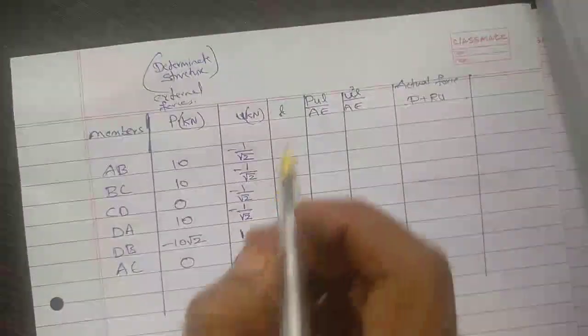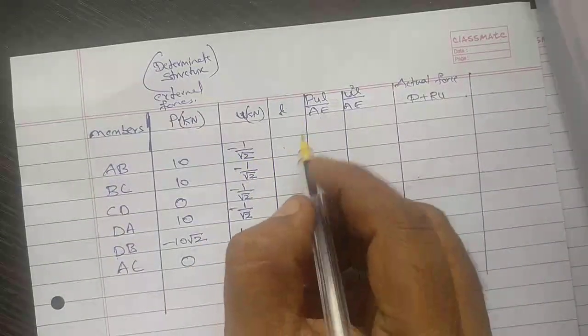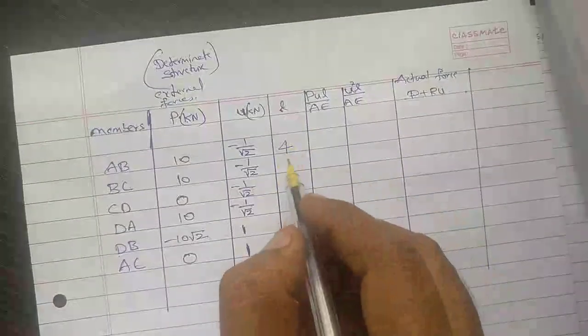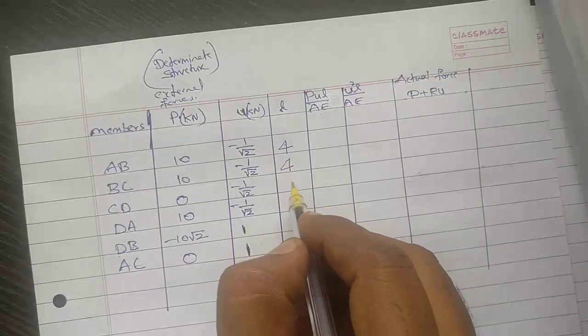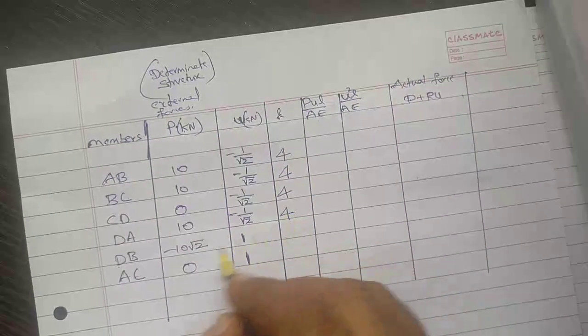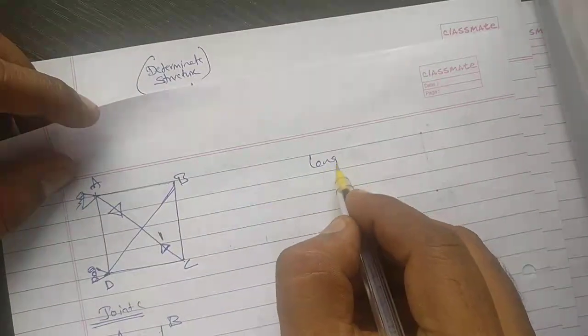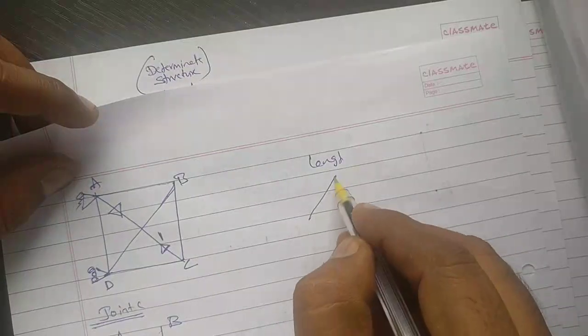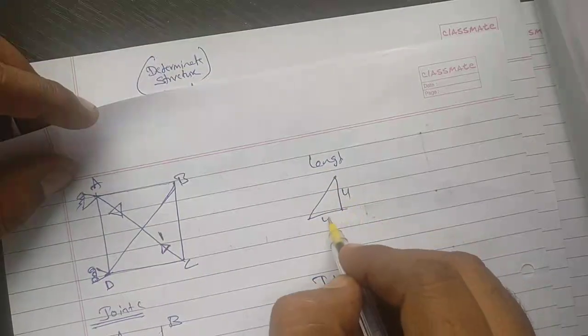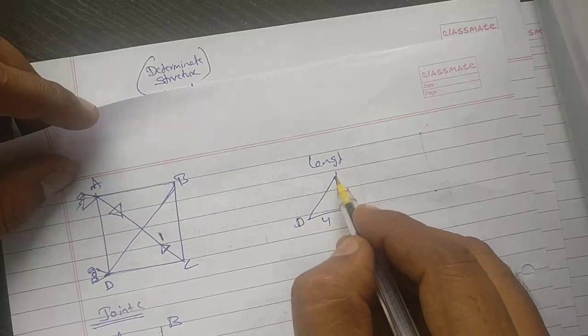Now lengths. Each length AB is 4 meter. BC is 4 meter, CD is 4 meter, DA is 4 meter, and DB. So DB will become 4 meter, 4 meter. This is D, this is B.